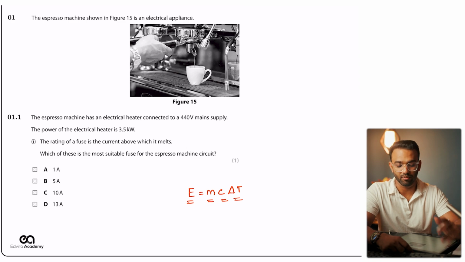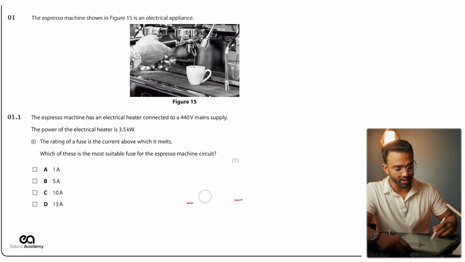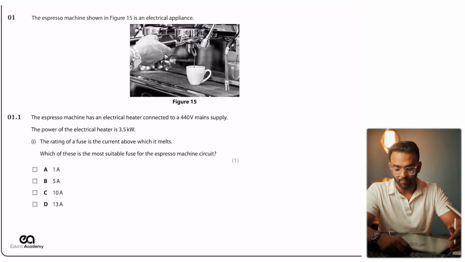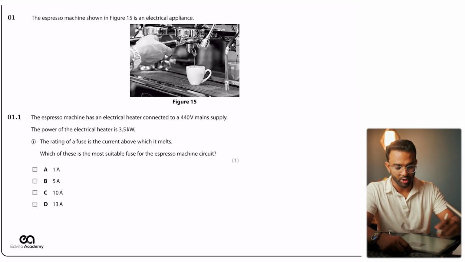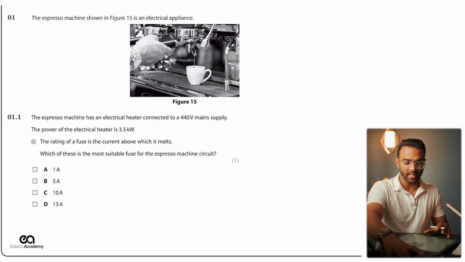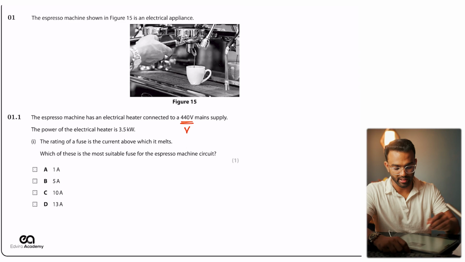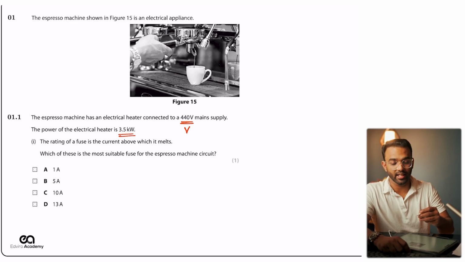So this is the formula we're going to use in this lesson and throughout all these past exam questions which I'm going to solve. Let's get started. And let's go through question number 1. The espresso machine shown in figure 15 is an electrical appliance. The espresso machine has an electrical heater connected to a 440 volts main supply. So that's the voltage. The power of the electric heater is 3.5 kilowatts.